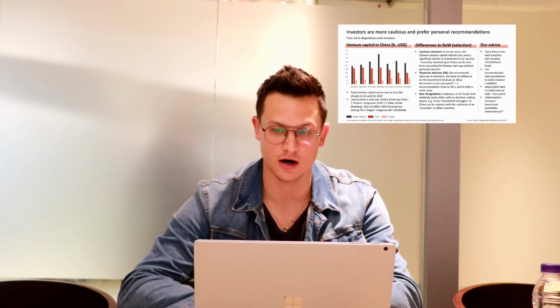But if you are able to turn you being a foreign startup into a competitive advantage of some sort, maybe because you have some kind of cross-border business or something else, then the chances are still pretty good for you to collect venture capital. Second thing to be aware of that I want to touch upon here, so we're skipping the financial advisors bullet point, is the role designations.